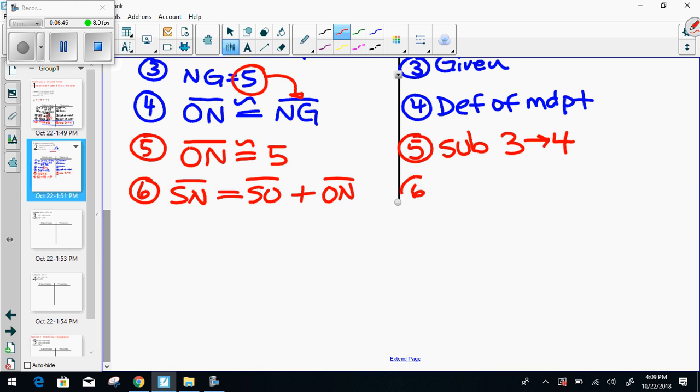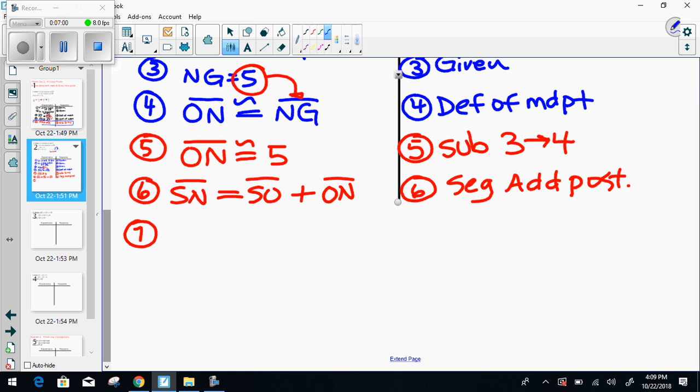And this is called the segment addition postulate. You added two smaller segments together to create a bigger one. Last but not least, you know O to N is 5. We proved that above in line 5. So let's substitute 5 right here.